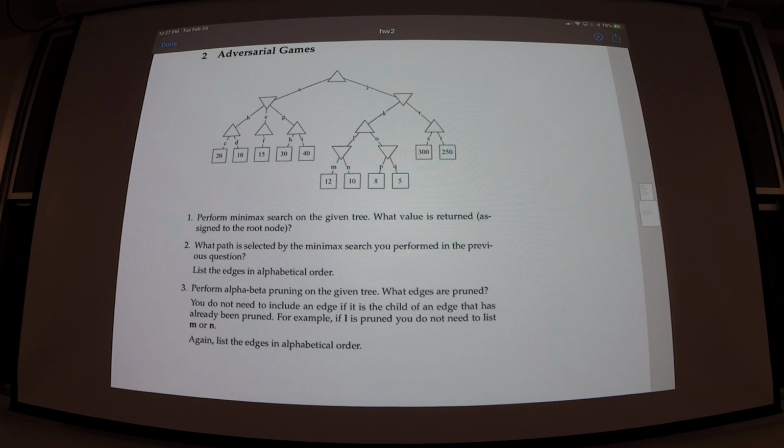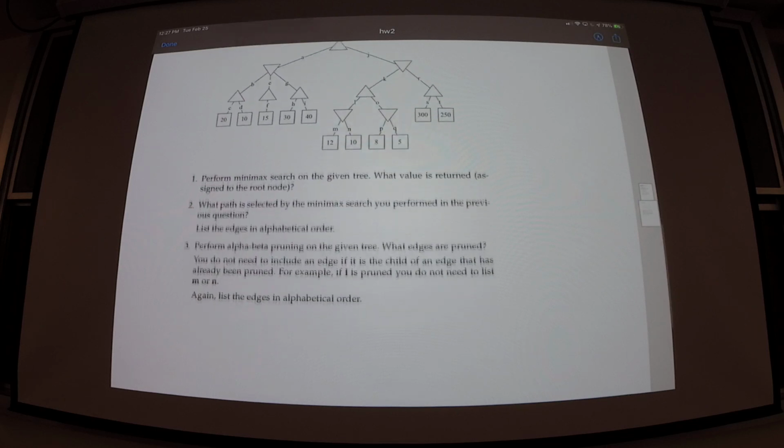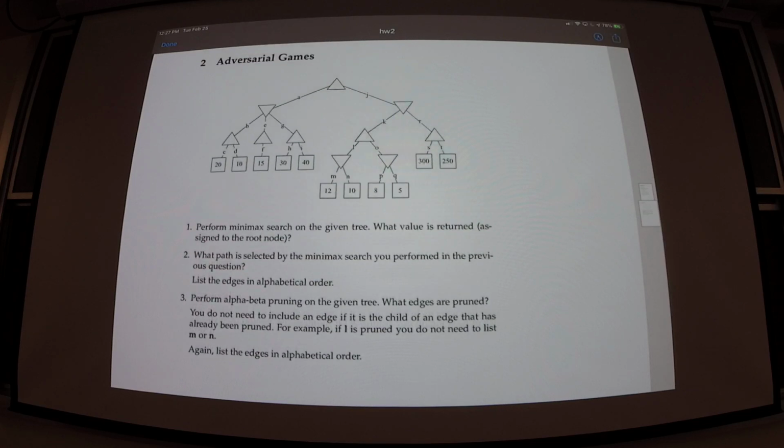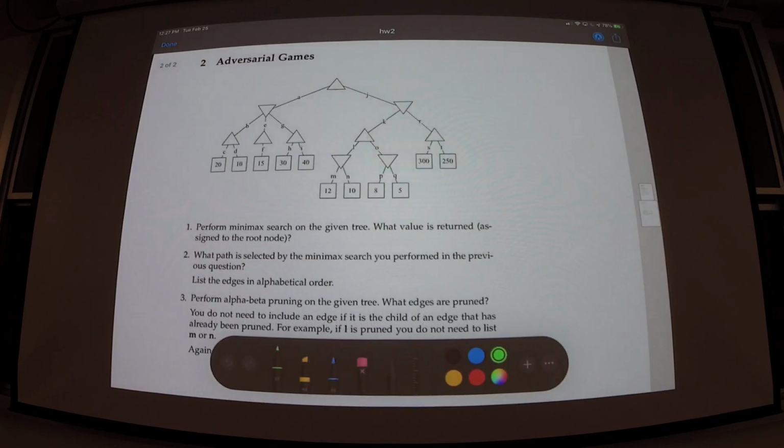Does that make sense? Okay, and so one question that's already come up is when we say, what is the path selected by minimax? That is, for instance, if the leaf node that produces the value up here is this one, the path would be this path down the tree. Does that make sense? That's what we mean by path.